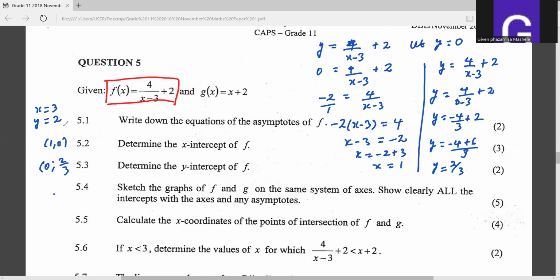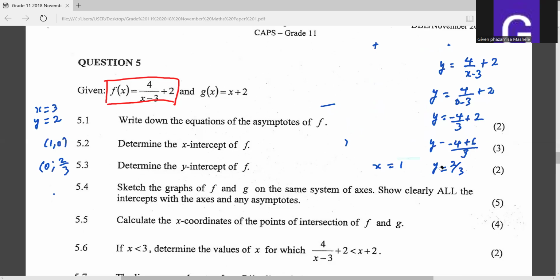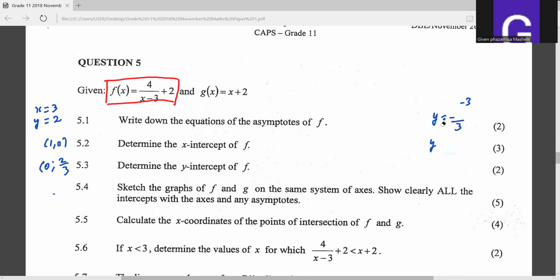Then now the next question says, sketch the graph of f and g on the same set of axes. Show clearly all the intercepts with the axes and the asymptotes.